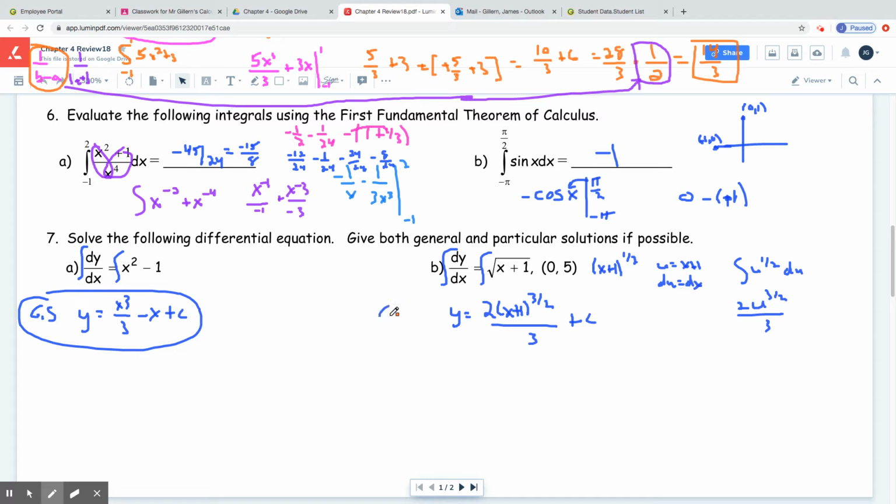This is our general solution. To get the particular solution, we use this. The 0 goes in for our x, the 5 is our y. So 5 equals, when I plug in 0 here, all this becomes 0 plus c. So c is equal to 5. So my particular solution is all of this: y equals 2 times x plus 1 to the 3/2 over 3 plus 5. All right.